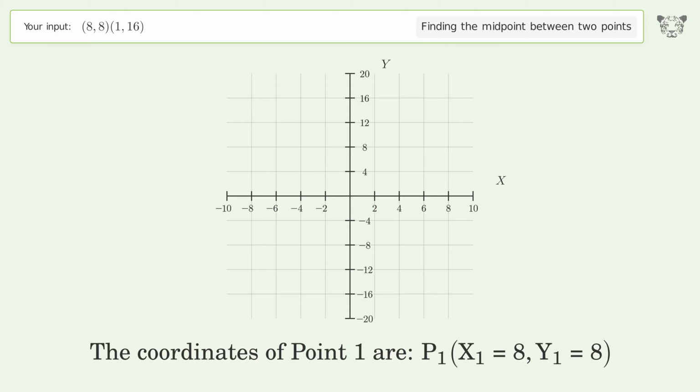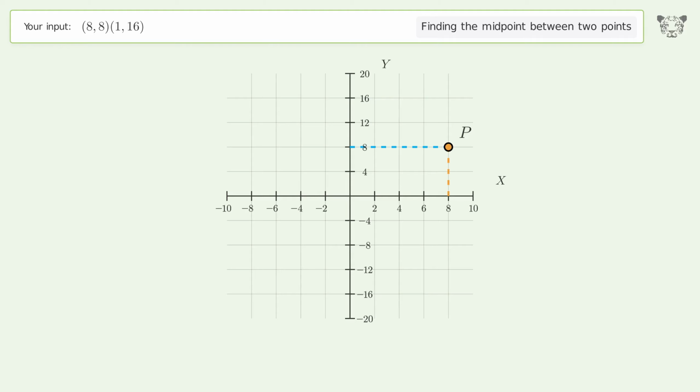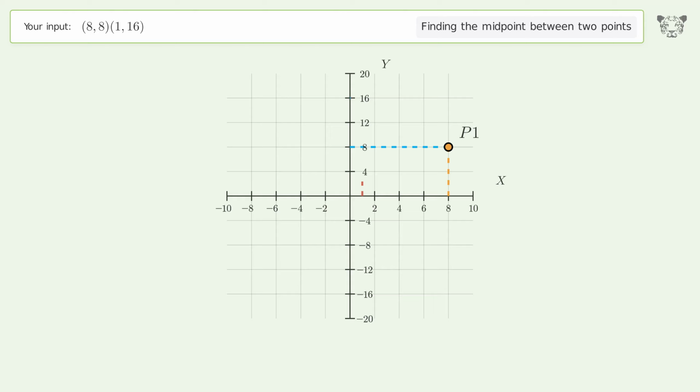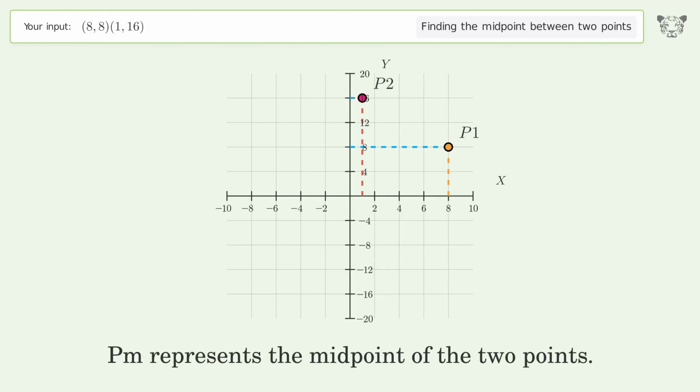The coordinates of point 1 are, x1 equals 8, y1 equals 8. The coordinates of point 2 are, x2 equals 1, y2 equals 16. PM represents the midpoint of the 2 points.